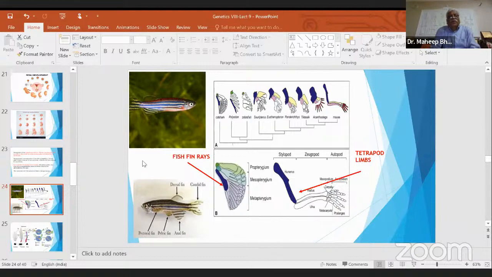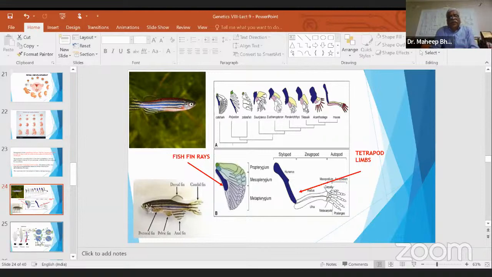Now, how this type of fin ray changed during the course of evolution into the different kinds of patterns which are shown here in the first diagram. This is another fish, this is another fish, this is another fish. The diagrams are different, so the bony structures are different, and they might have formed because of different kinds of patterning which is controlled by these kinds of genes.